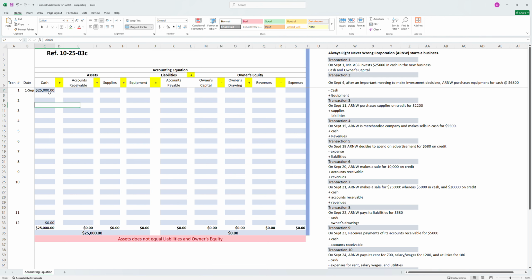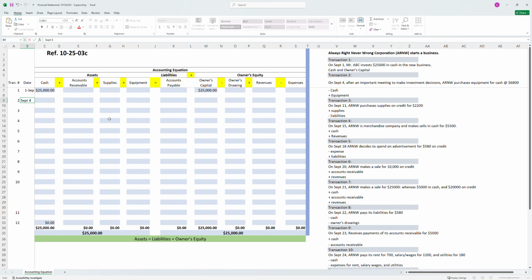So when the owner invests $25,000 in cash, the right account is owner's capital. So we put $25,000 here. With that, you see the assets side and the liabilities plus owner's equity side, both sides of the equation are the same, $25,000. So that's something that I brought some improvement on. I hope you find it helpful.